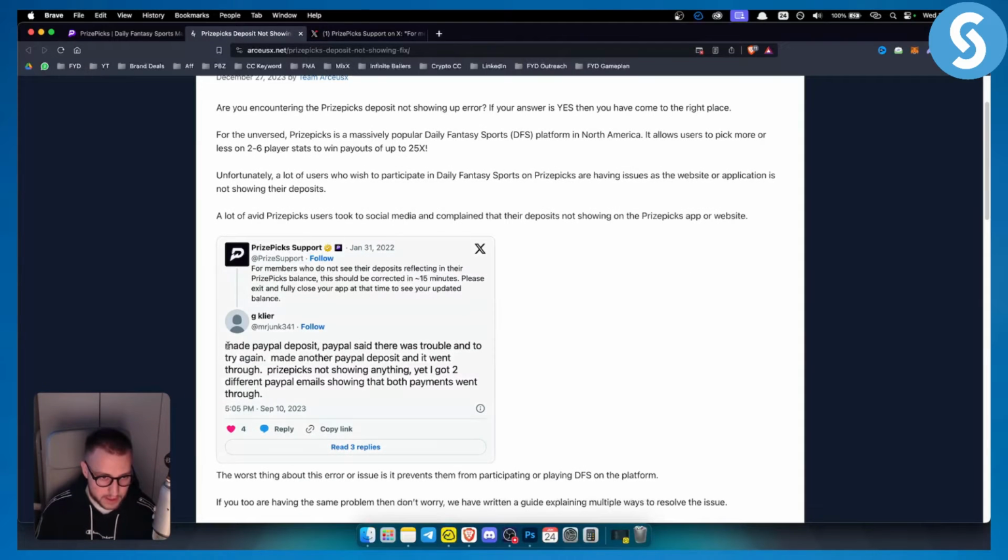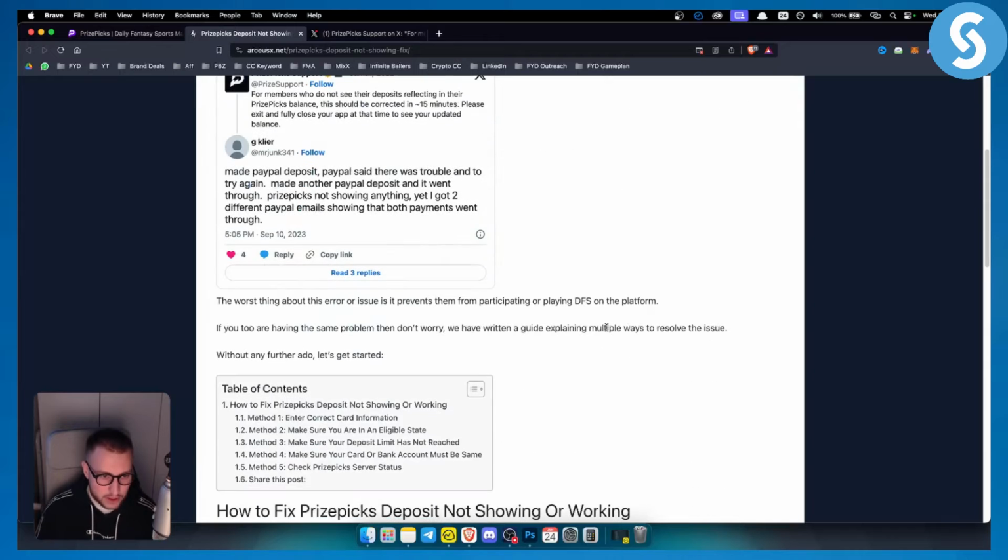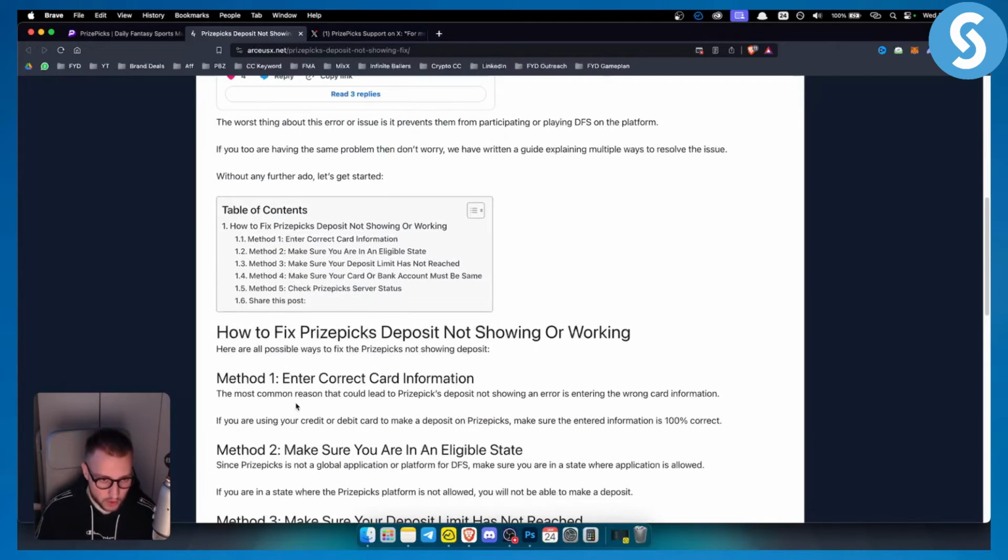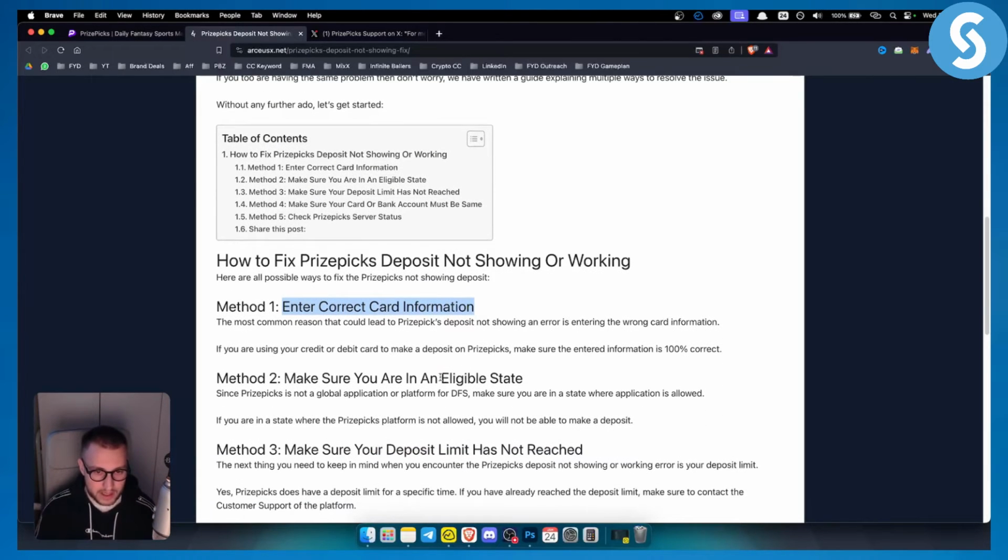For example, this person had made PayPal deposit. PayPal said that it was trouble and to try again. So basically, you want to go here and make sure you enter a correct card information. So that's the first thing, obviously. Make sure you're in eligible state. Sometimes, since PrizePicks is not a global application, you will need to make sure that you're in state where application is allowed. Now, this is obviously very self-explanatory.